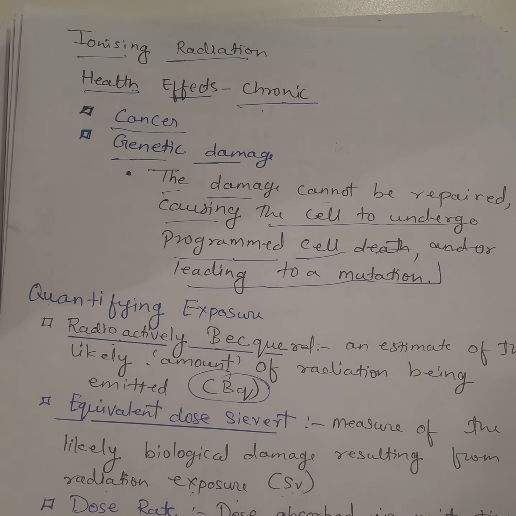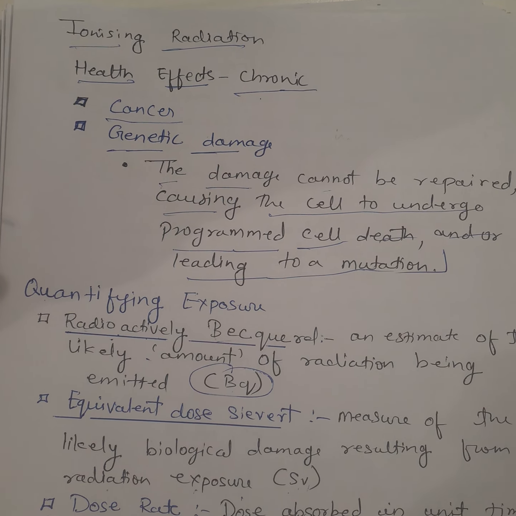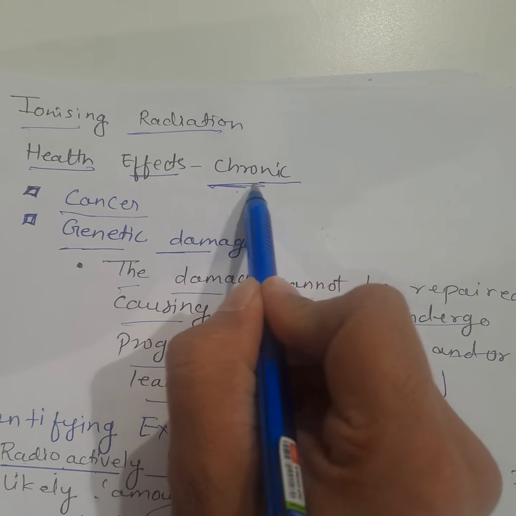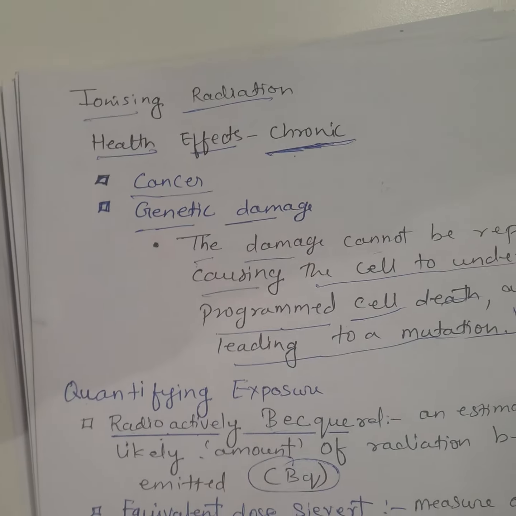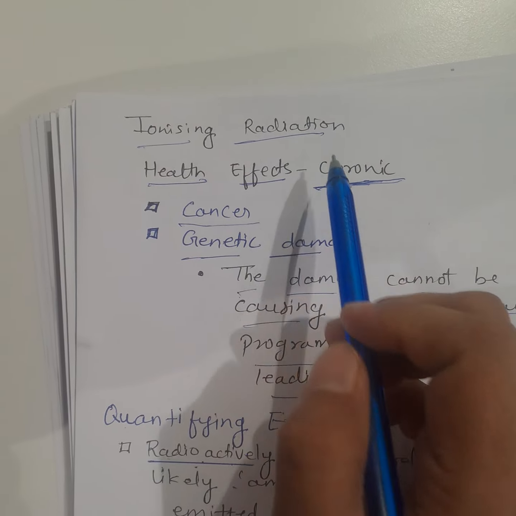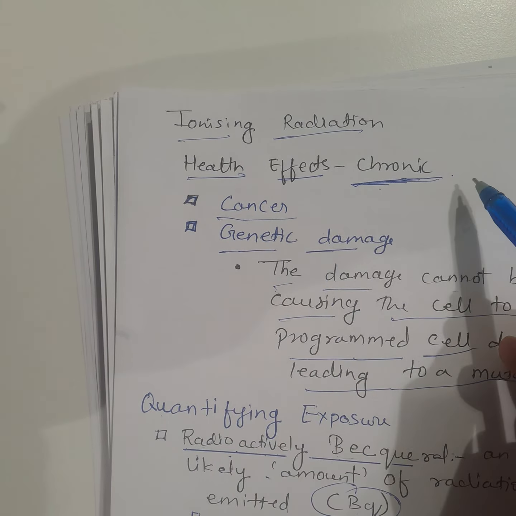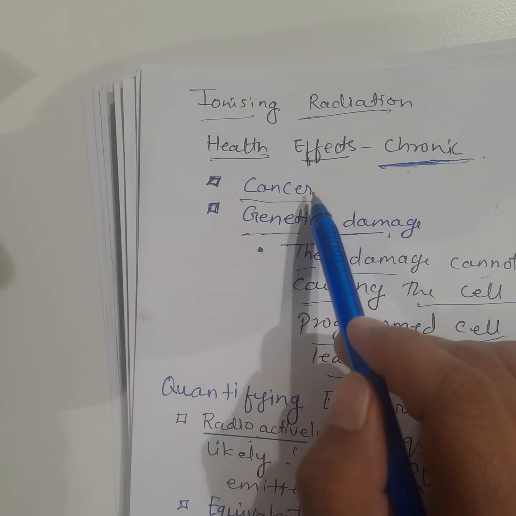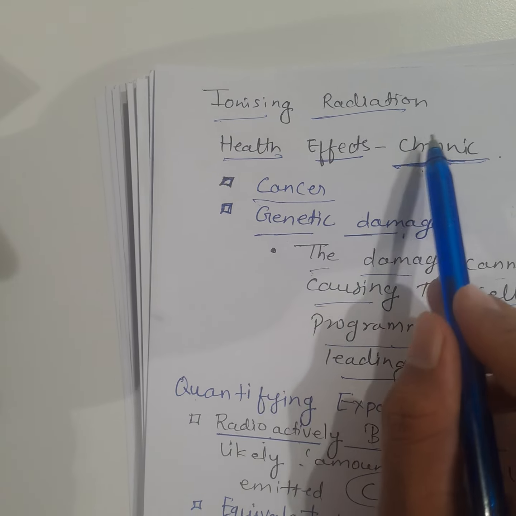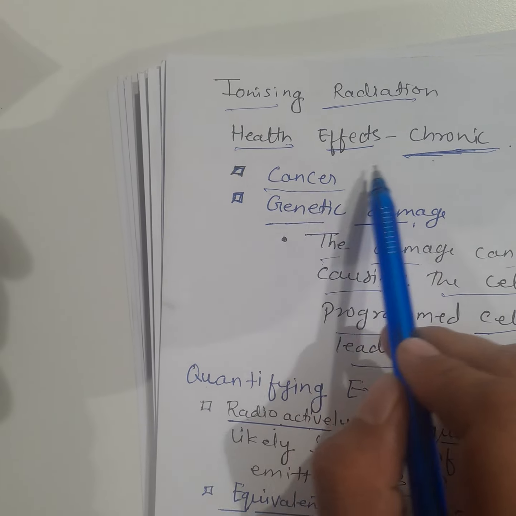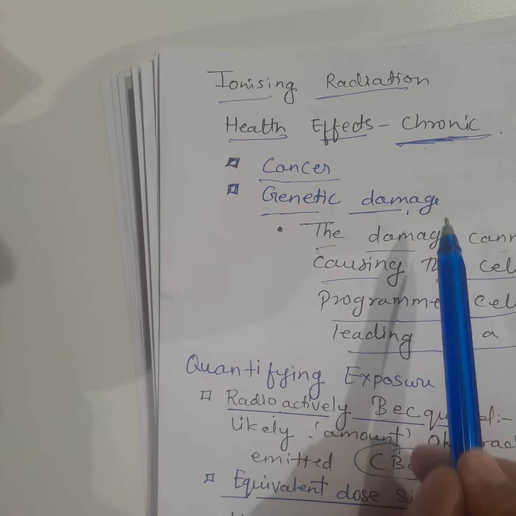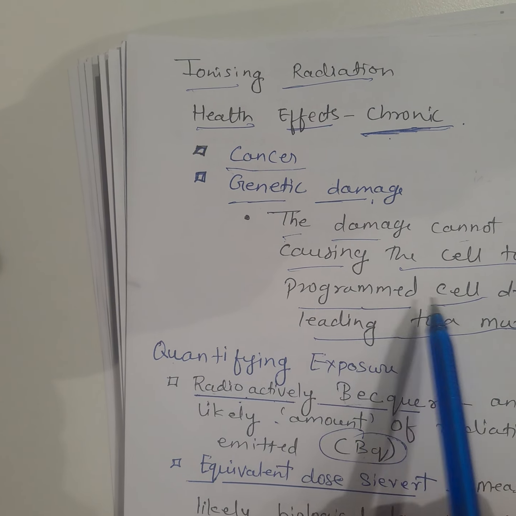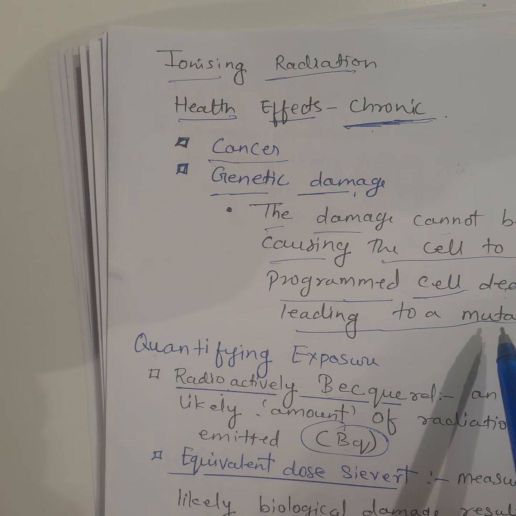So what are the health effects of ionizing radiation, like chronic? Chronic means long-term effects on the human body. If you are exposed to ionizing radiation, what are the long-term effects? There are two examples: cancer and genetic damage. Cancer, we all know, means if you are exposed to ionizing radiation, there is a chance of cancer later. Another is genetic damage, where the damage cannot be repaired, causing the cell to undergo programmed cell death or leading to a mutation.